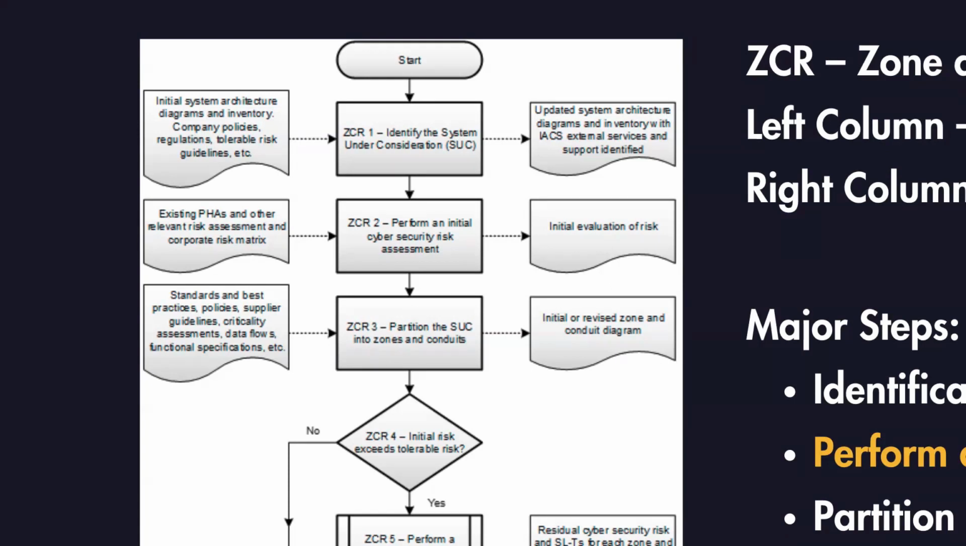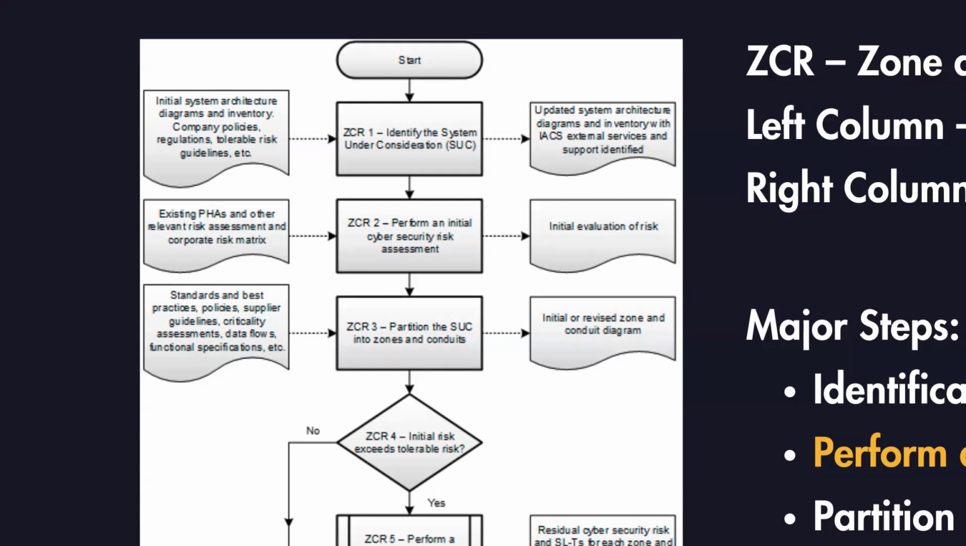This is the terminology used by the ISA 99 committee, which is creating the IEC 62443 standards. So on the left side, whatever you are seeing, it's the inputs. What is the input you require to perform each of these steps? On the right side, what is the outcome after you apply this?